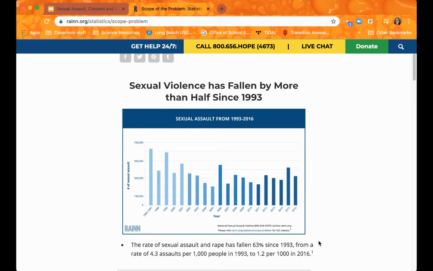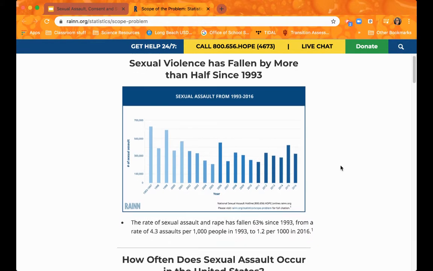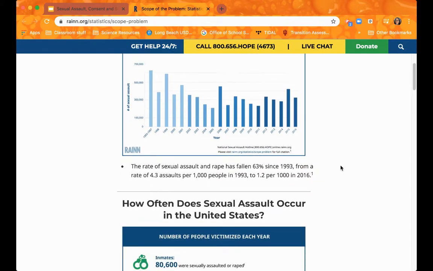So the number of sexual assaults has dropped, but you can see in 2016, still 300,000 victims of sexual assault were reported. So this is information of reported sexual assaults. So not everything is reported.